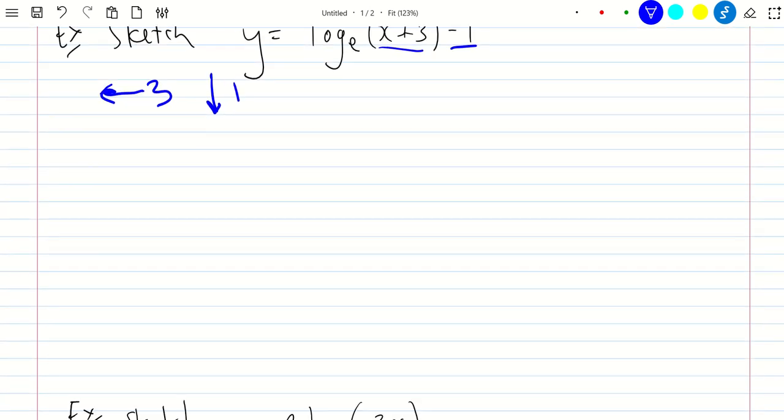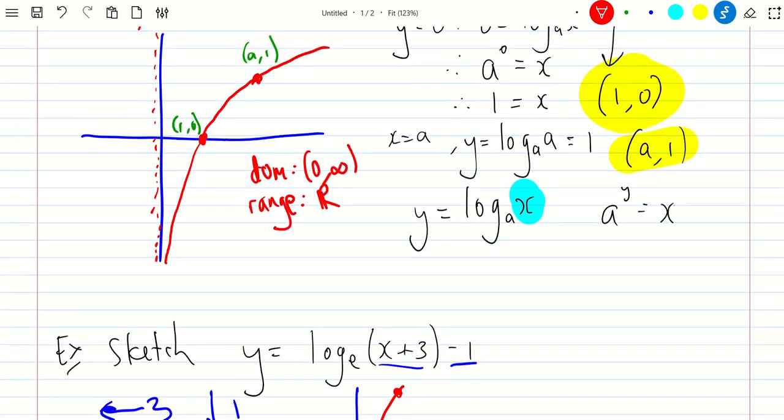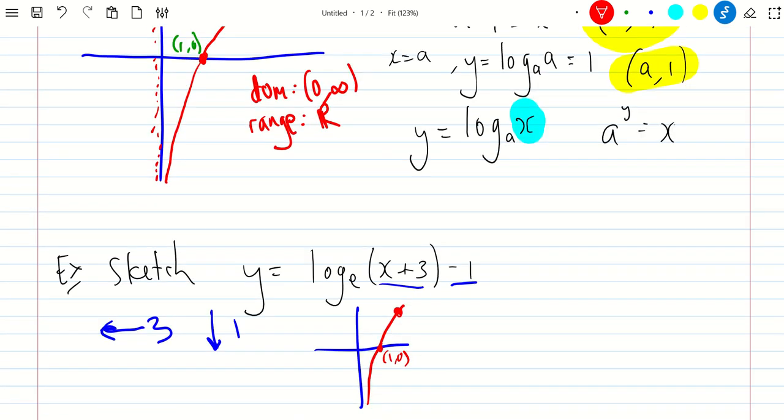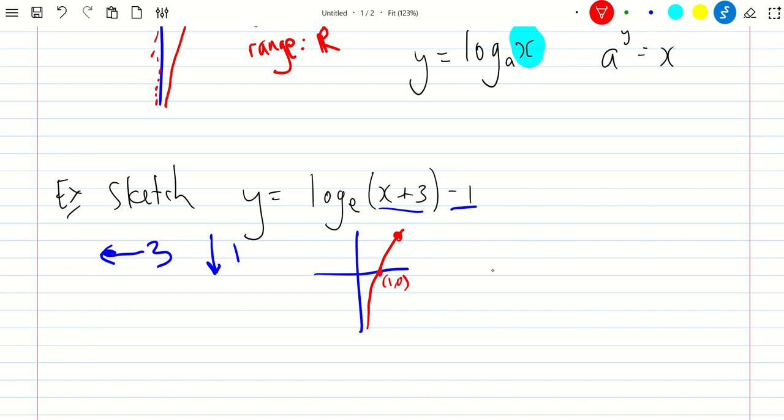So the original graph, I'll show you how I think about it. The original graph looks like this. That's y equals e to the power x. Let me draw that again. That was pretty gross. y equals e to the x goes through (1, 0), and remembering what we had before, it also goes through the point (a, 1), so this goes through the point (e, 1). So it goes through 2 points. That's the graph of y equals log_e x.